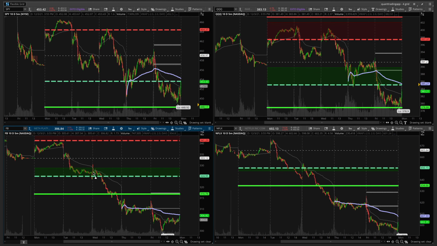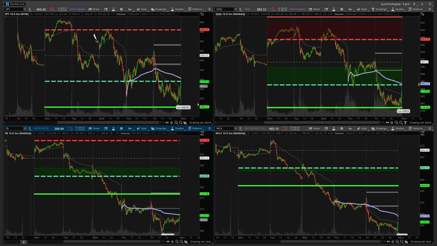We expected Facebook to actually move and go up here, but it did not. So in other words, Facebook ended up being, we'll call this a loss. Netflix was a win, Qs were a win, and SPY was a win. So this is 75% accuracy here in terms of what we anticipated happening.